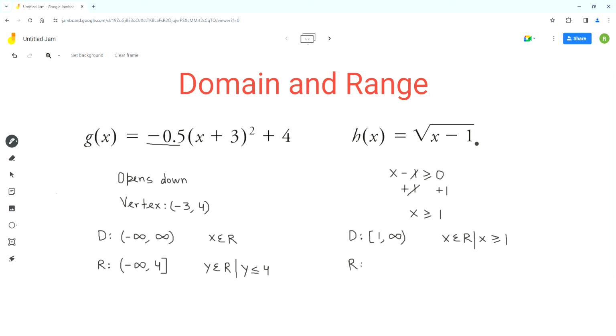square root of any value will always be 0 or a positive value. So the range will be 0 to infinity. So in the other notation, the range can be written as y ∈ ℝ, and then y is greater than or equal to 0. So this is the domain and range for this square root function.